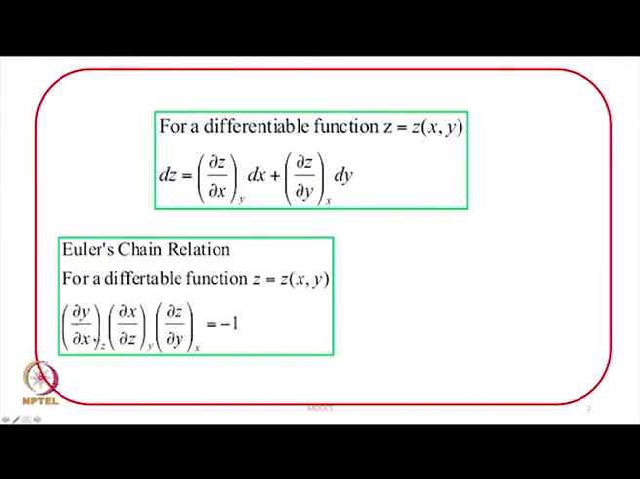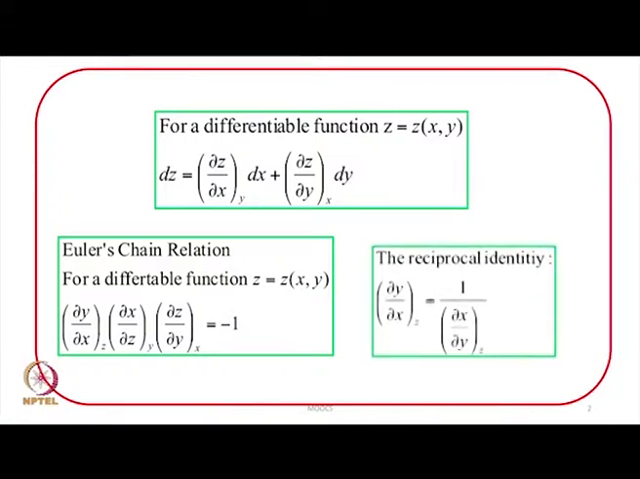So you see, note down here, ∂y/∂x at constant z, then we shifted to ∂x/∂z at constant y, and then we shifted to ∂z/∂y at constant x. This has to be equal to -1. Keep that in mind.